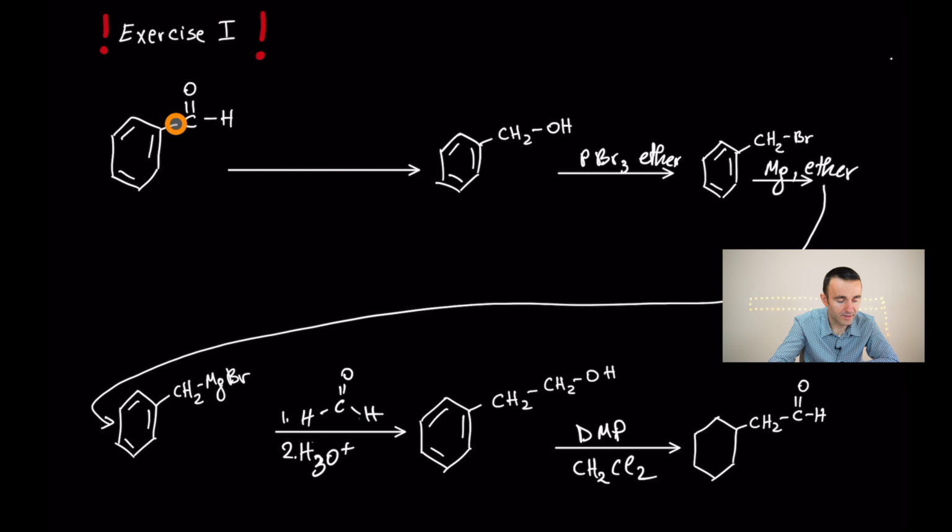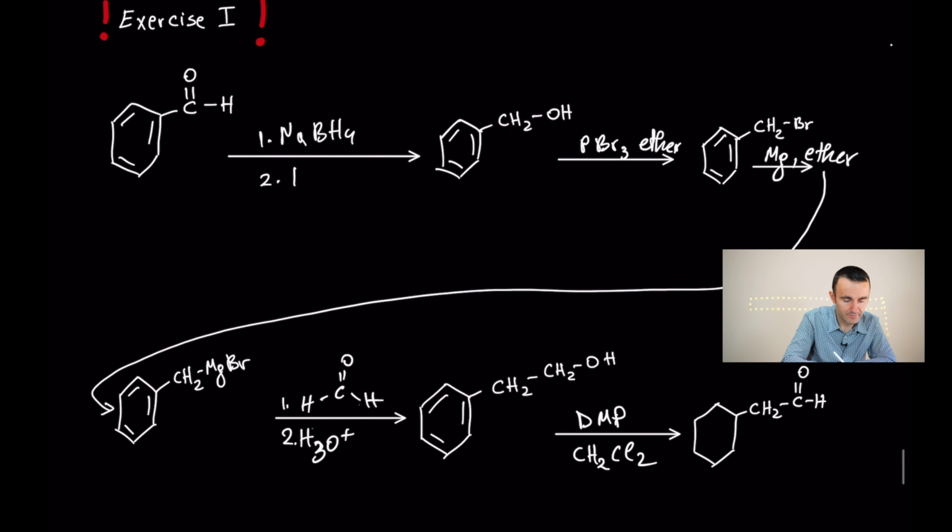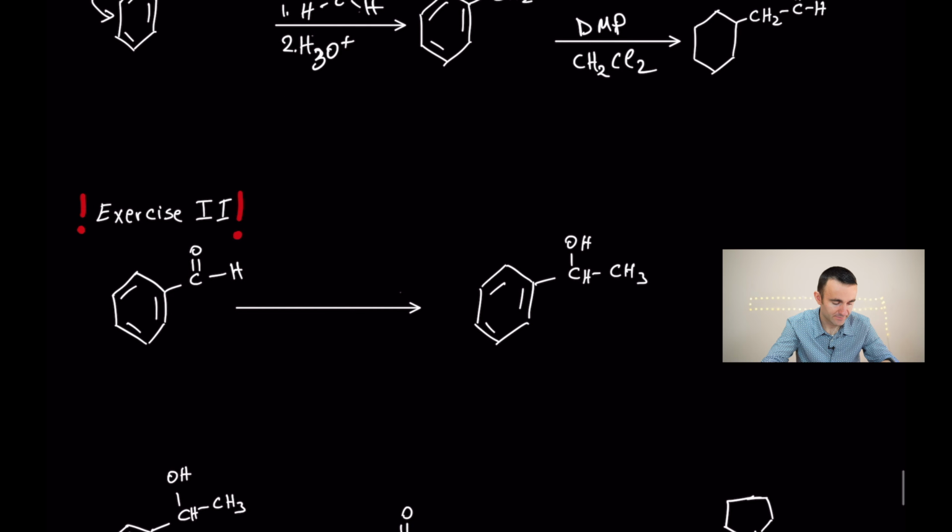And to move from aldehyde to primary alcohol, in this case, you're going to do a reduction. And how did we do that? With sodium borohydride, treated with H3O+. Right? Let's move to the second exercise.